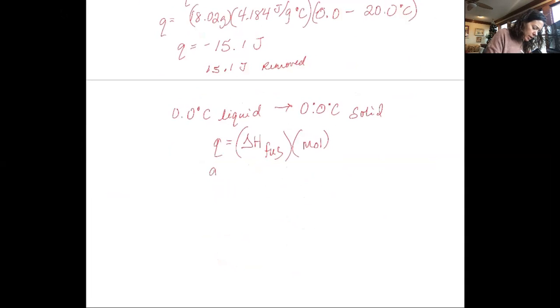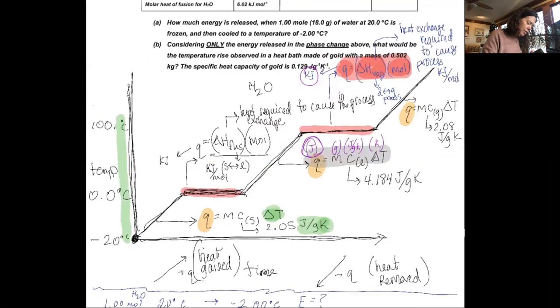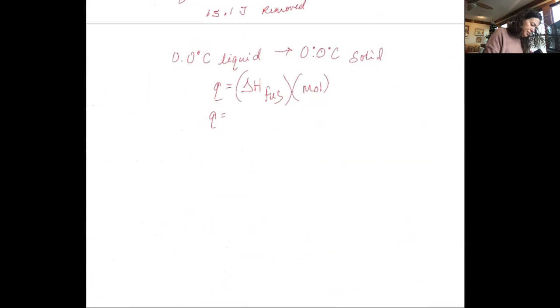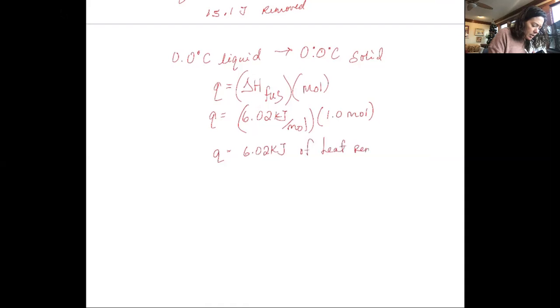So Q equals, well, what is the value of that? I don't recall, I haven't seen it yet this year. Molar heat of fusion for water, that's right, 6.02 kilojoules per mole. That'll be given to you guys. 6.02 kilojoules per mole. And in our problem, recall, we had just 1 mole of water. So we see that that's 6.02 kilojoules of heat removed just to get it from the liquid to the solid.